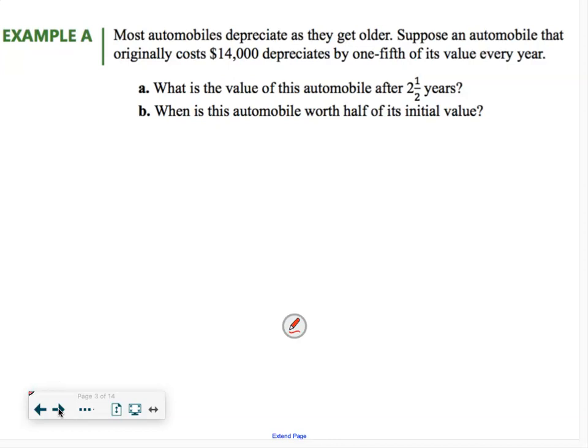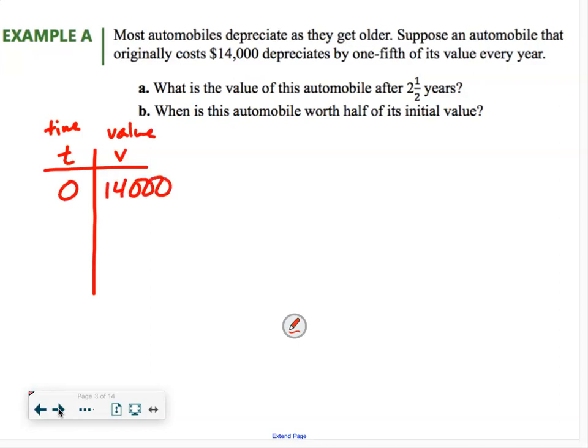So this is time in years, and this is my, let's call it V for value of the car. At year 0, our car is $14,000. After 1 year, the car has depreciated by 1/5. If the car has depreciated by 1/5, that means it has lost 1/5 of its value. So what is the value of the car? The value of the car is 4/5 of that original price. 1/5 was lost, 4/5 remain.